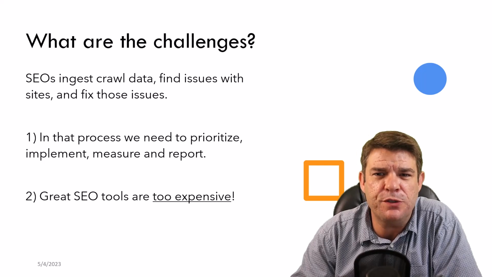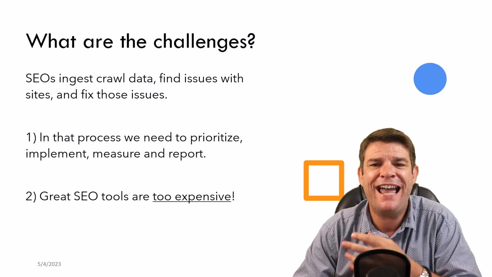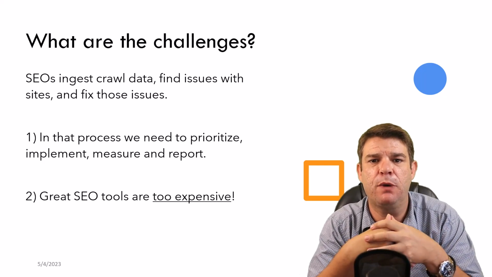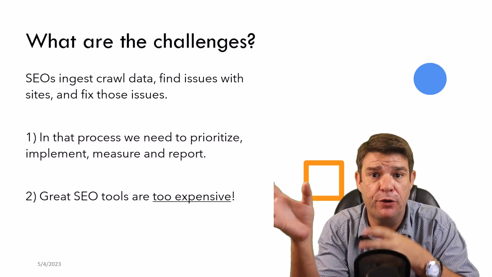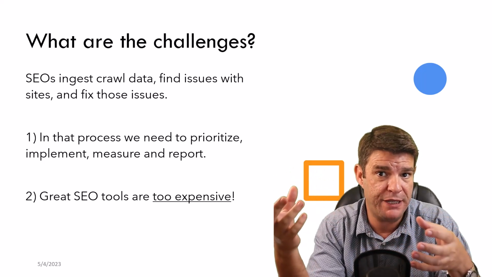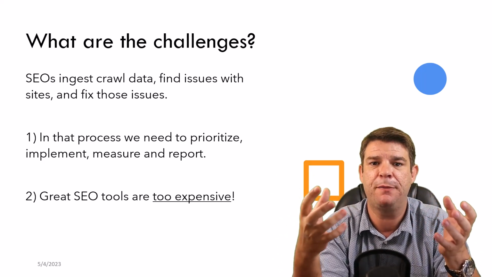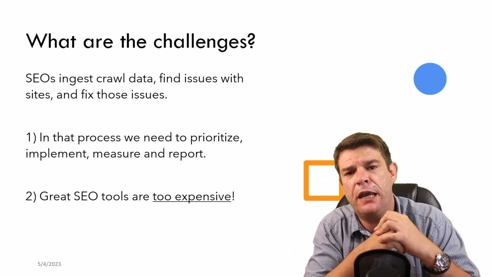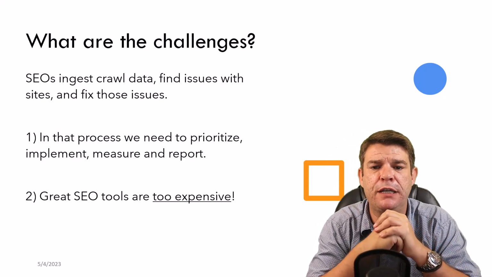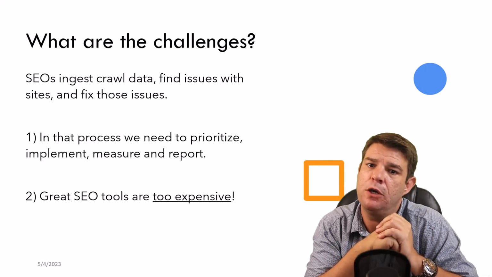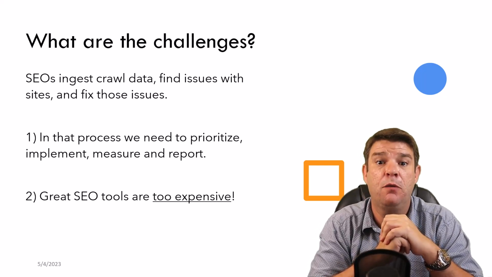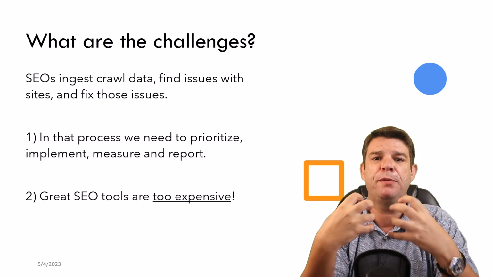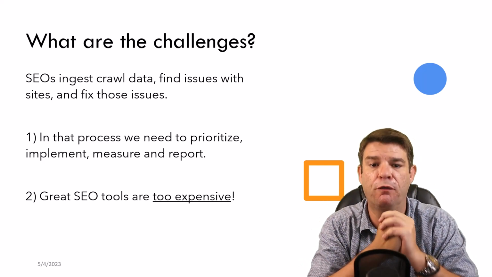So what exactly are those challenges that we face? Well, as SEOs, a big part of our job is ingesting crawl data and using that data to identify either actual errors with websites that can be fixed to make them perform better, or improvements that can be made to that website to make them more efficient or better targeted towards the keywords that we're trying to rank for. In that process, what we need to do is prioritize the actions that we're going to take. We need to implement those actions. We need to verify that they've been implemented correctly, and then we need to track what happens afterwards, the performance output of the things that we've been doing.